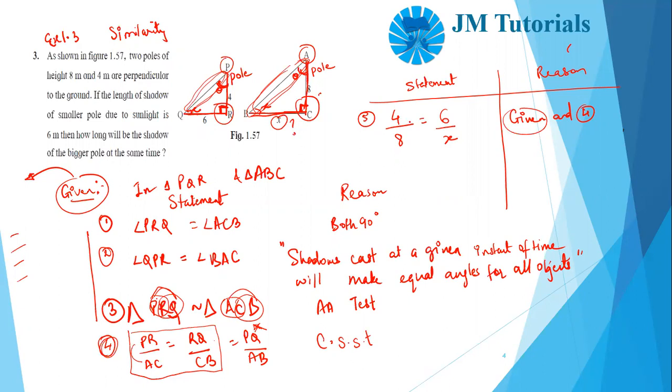Now I cross multiply. 4 into x is equal to 8 into 6. X is equal to 8 into 6 upon 4. 4 ones are 4, 4 twos are 8. X is equal to 6 twos are 12. Now since meters is mentioned over here, very carefully you will say meters, and finally your final answer will be, what is asked: how long will the shadow of the bigger pole be at the same time?